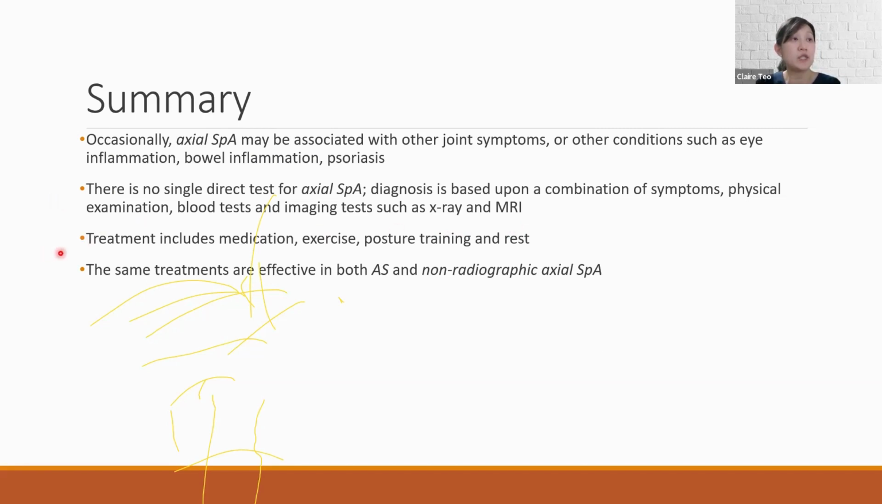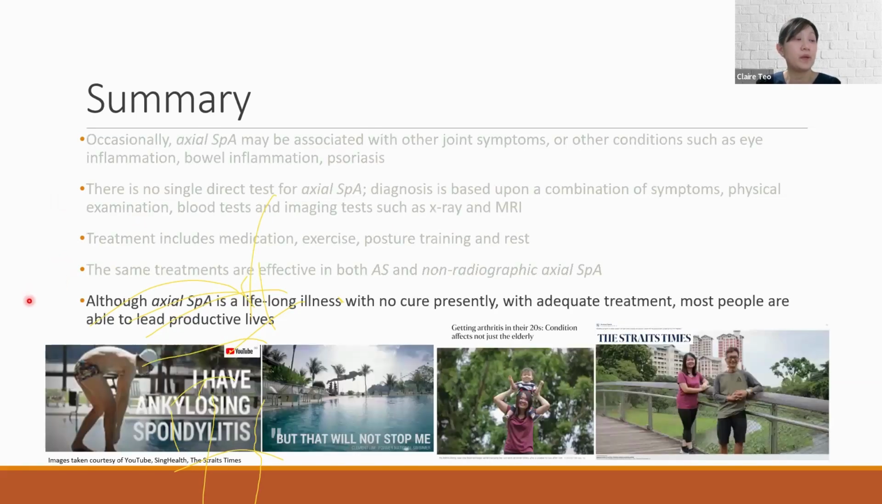Treatment includes medication, exercise, posture training, and rest, and the same treatments are effective in both AS and non-radiographic axial SpA. And although axial SpA is a lifelong illness with no cure presently, with adequate treatment, most people are able to lead productive lives. So this is my last slide, and we come to the end of my presentation.